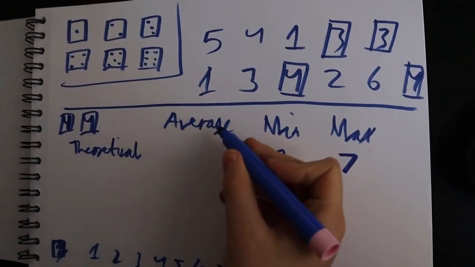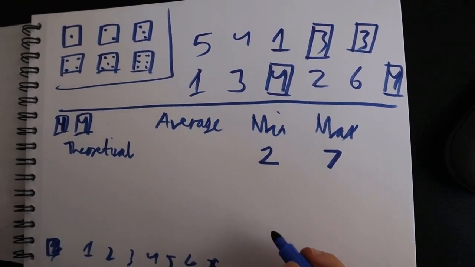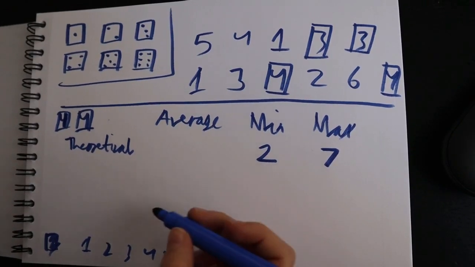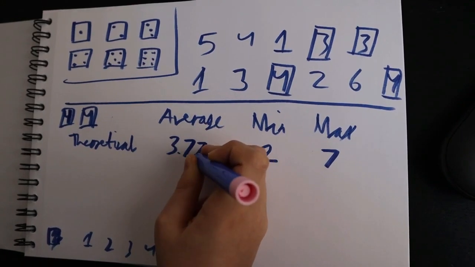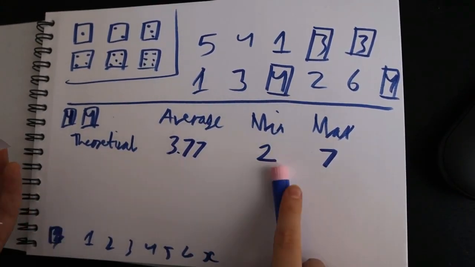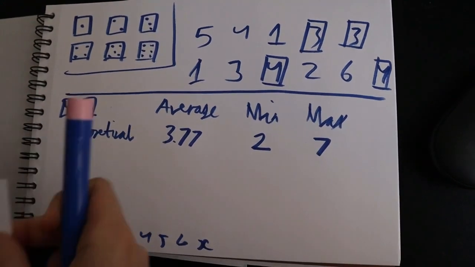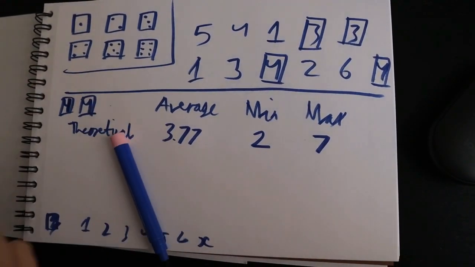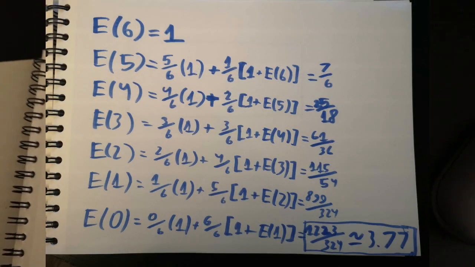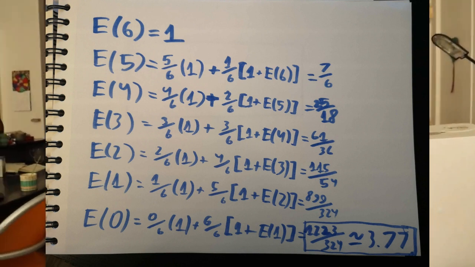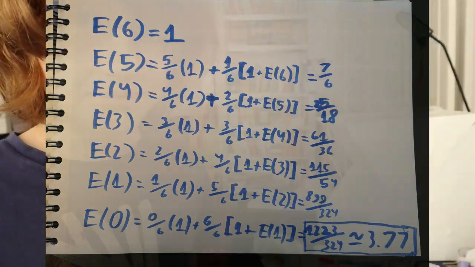So the average number of rolls. Now, what's the average number of rolls? The expected number of rolls is 3.77. So it's actually closer to this number than it is to this number. And how is that calculated? Well, watch the videos for yourself, because it's a bit challenging, so I'm not going to explain it here.